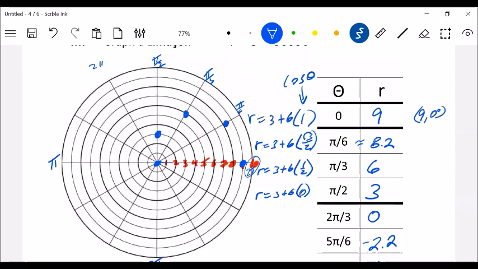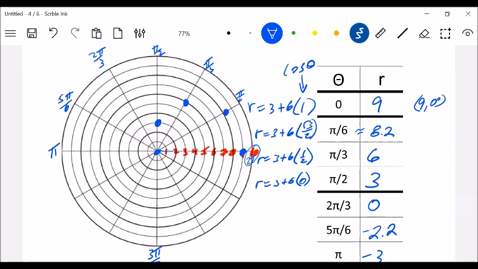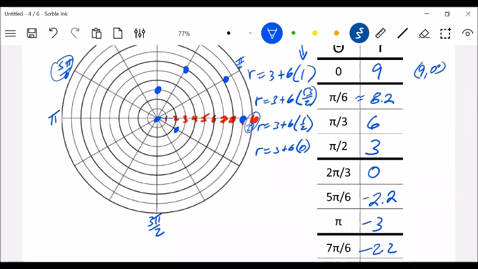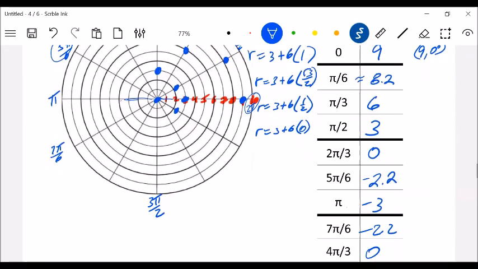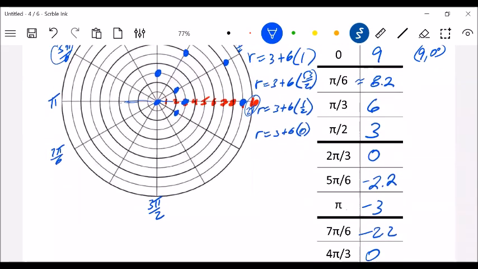Now, this one's 5 pi over 6. 5 pi over 6 towards this one, but going the other way because it's negative 2.2. Okay. And then at pi, we're going to negative 3, which normally we'd be going 3 this way, but because it's negative, we're going to go to here. And then at 7 pi over 6, we're going out to negative 2.2, which means going the other way from 7 pi over 6. And then 4 pi over 3 is 0.